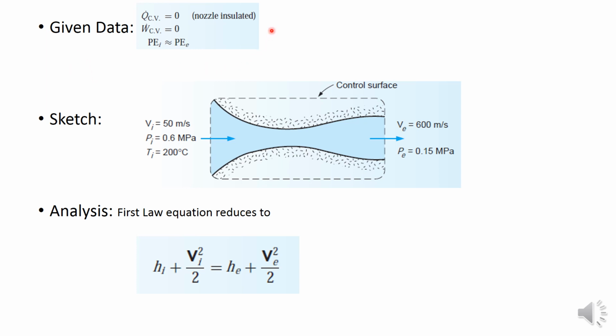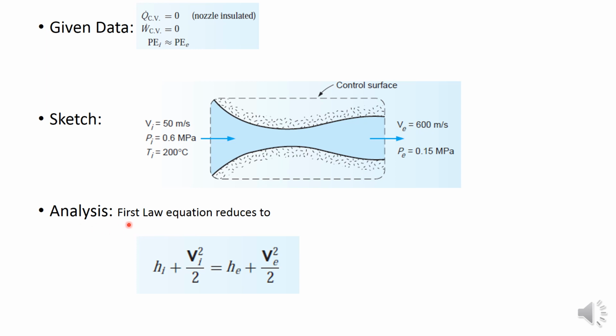Now the given data, again I have written it like this, where heat transfer in the control volume is 0 because he has mentioned that the nozzle is insulated. Work transfer is nil because there are no moving parts in the nozzle. Potential energy at the exit and inlet are the same because from the common reference both inlet and exit are equal. So this is the sketch of the nozzle. As you can see, the nozzle is represented by this particular diagram, where the inlet conditions are given: velocity, pressure and temperature at the inlet, and velocity and pressure at the exit are mentioned.